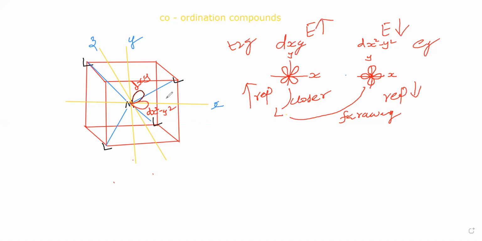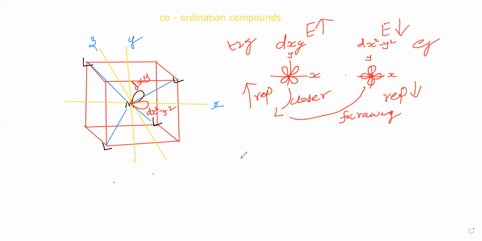Therefore, in the tetrahedral complex, the central metal valence shell d orbitals get repulsion from ligands. Which d orbitals get more repulsion from ligands? The T2G set. T2G means dxy, dyz, dzx. EG means dx square minus y square and dz square. The T2G set gets more repulsion from ligands, and the EG set gets less repulsion from ligands.